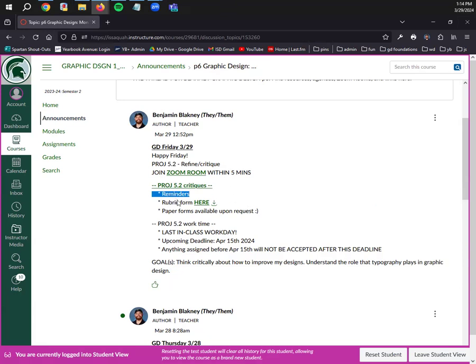If you'd rather have a paper form, come up to my desk and I'll give you the ones I've got thus far. The remainder of your day is working on finishing up 5.2. This is your last in-class work day, so you'll definitely want to do that sooner rather than later.